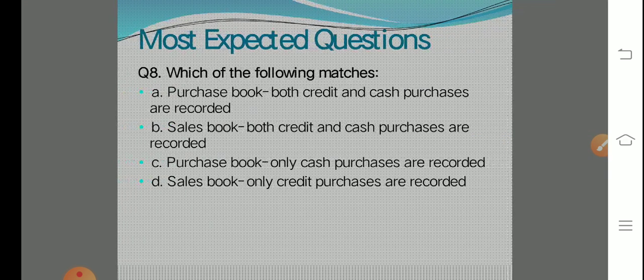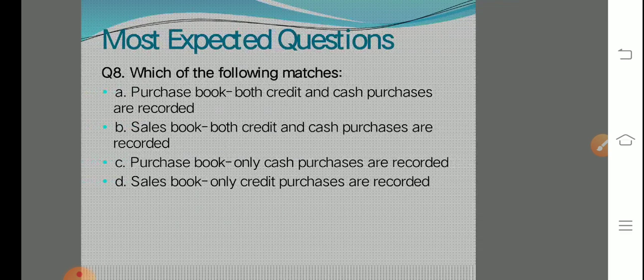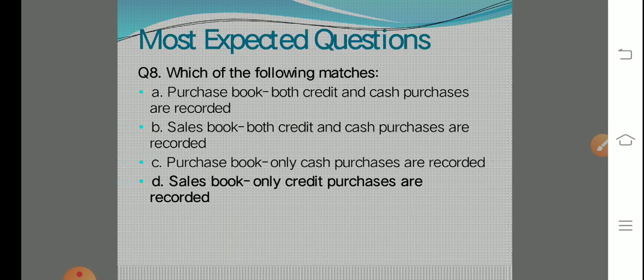Question number 8. Which of the following matches? So let's see what the options are. A. Purchase book, both credit and cash purchase are recorded. Sales book, both credit and cash purchases are recorded. Purchase book, only cash purchases are recorded. Sales book, only credit purchases are recorded. So let's see which is our correct answer, and the correct answer is D. Sales book, only credit purchases are recorded. So let's move to next question.